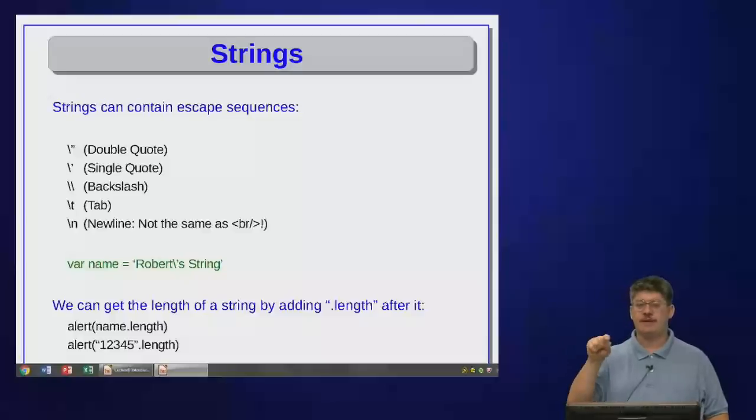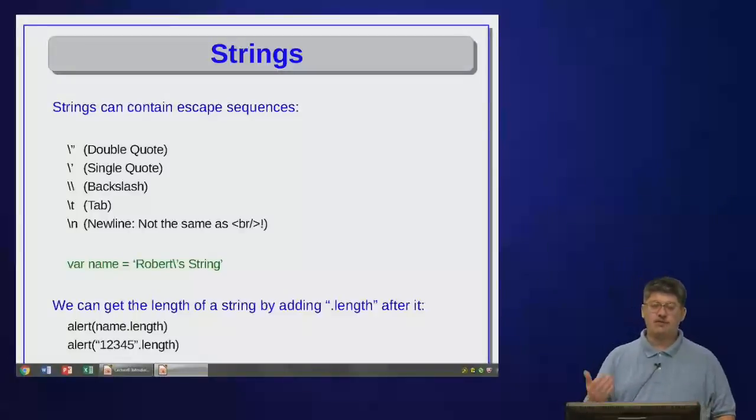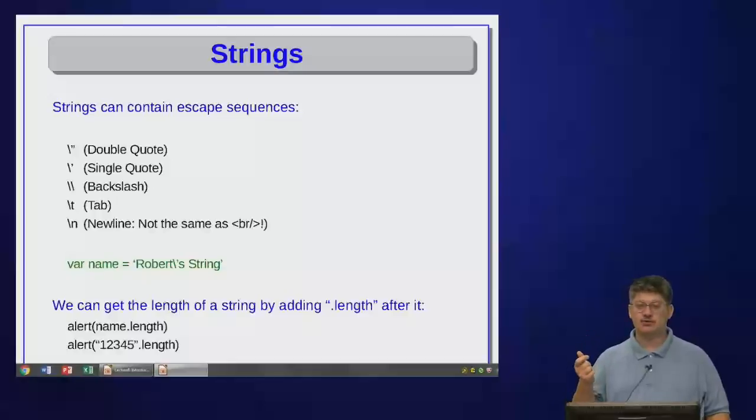So BR is different than backslash n. Backslash n will put a new line into the document source code. So it makes it easier to read when you view source, but otherwise it doesn't affect the web page very much. So for example, I could create a variable called name and set it equal to single quote Robert's string.